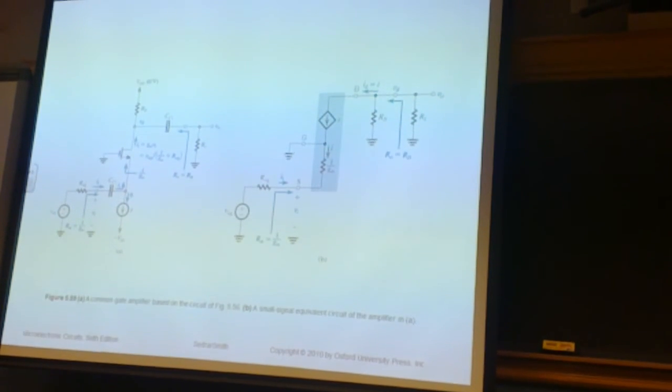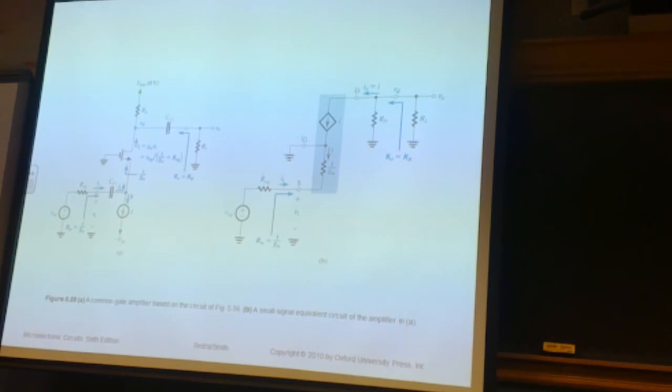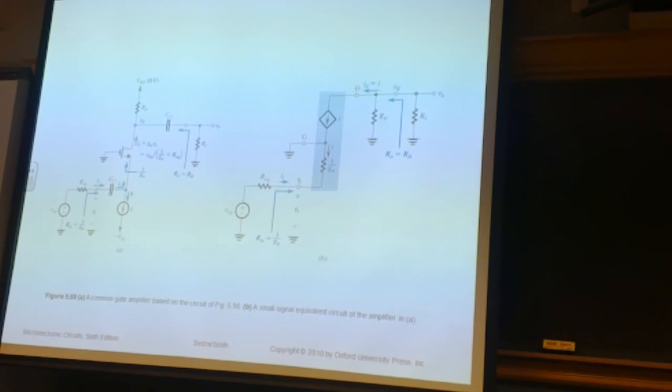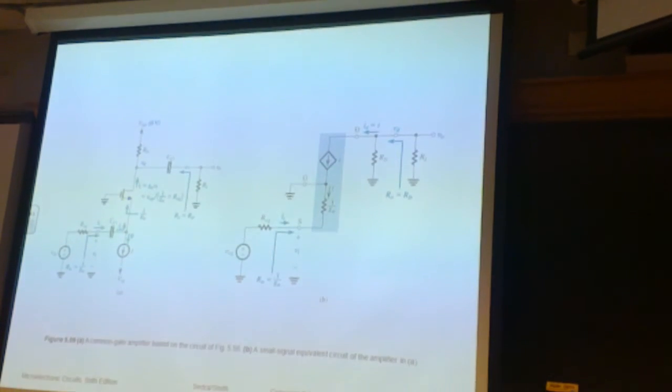Yep. So the gain is very similar to what you had for common source, it's just positive. Is there a negative sign in that equation? No. The gain is positive for a common gate. The equation is very similar to common source, but it's just positive.